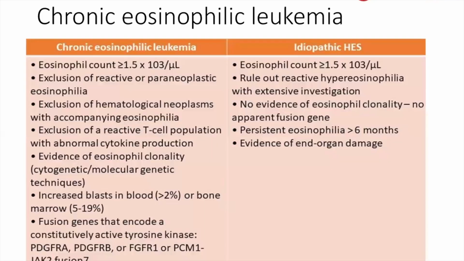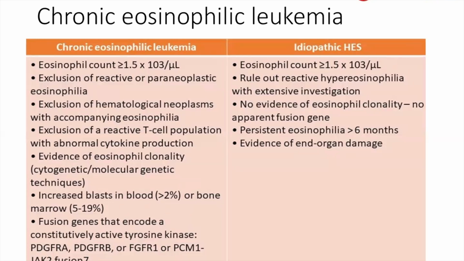Now coming to chronic eosinophilic leukemia, and how do we differentiate it from idiopathic hypereosinophilic syndrome? In chronic eosinophilic leukemia, the eosinophil count is usually above 1,500. There's exclusion of reactive and paraneoplastic eosinophilia. There's exclusion of other hematological neoplasms that can accompany eosinophilia like AML, which are the subsets I told you. Exclusion of a T cell population with abnormal cytokine production.